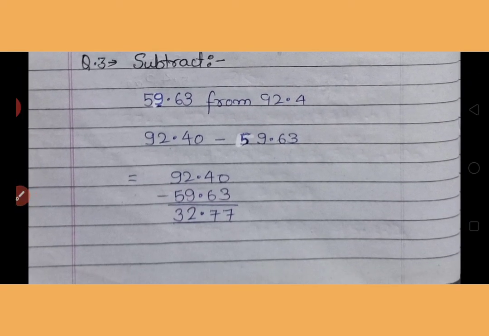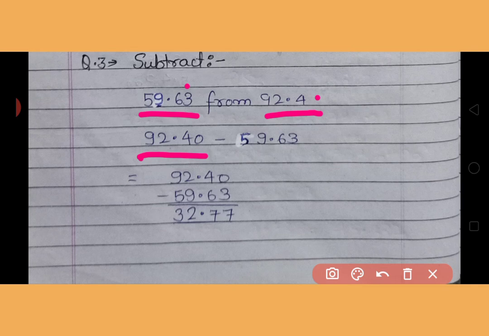In the next question it has given 59.63 from 92.4. Here unlike decimals are given, so first of all we have to change each term into like decimals. So 92.4, after the decimal here are 2 digits and here only 1 digit, so we have to keep 1 digit also after 4. So I have kept here 92.40 minus 59.63. After subtracting 59.63 from 92.40, we get the answer 32.77.